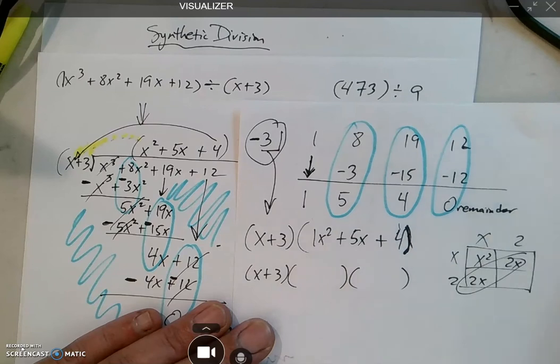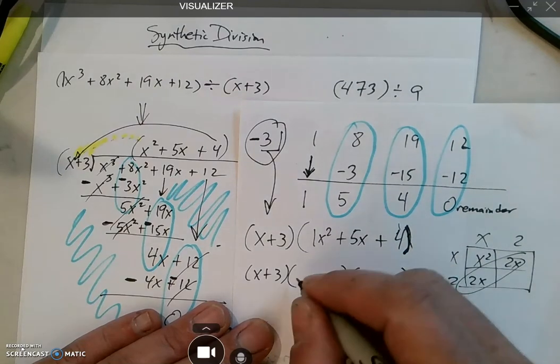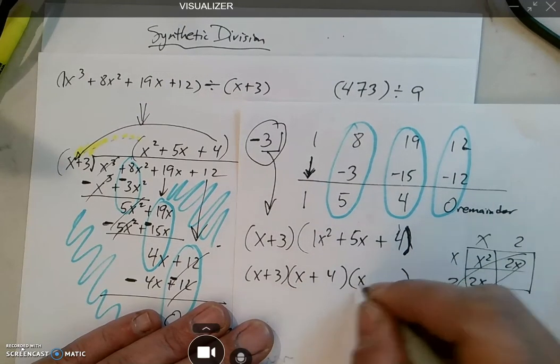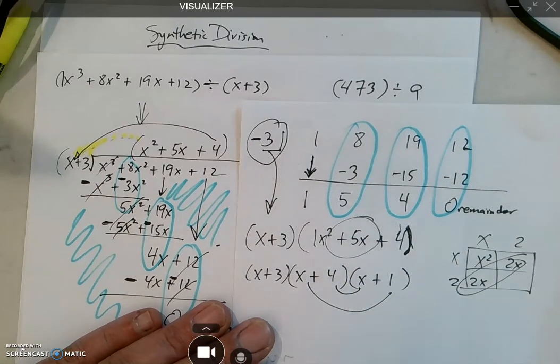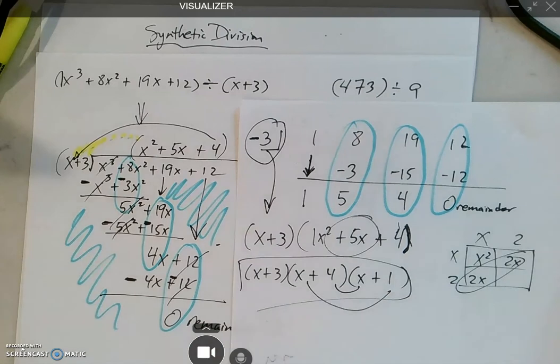So take a look right there, that's not going to give you the 5x. It's going to have to be 4 and a 1. Because 4x and 1x will give you a 5x. Those are our factors, and that's why we use synthetic division.